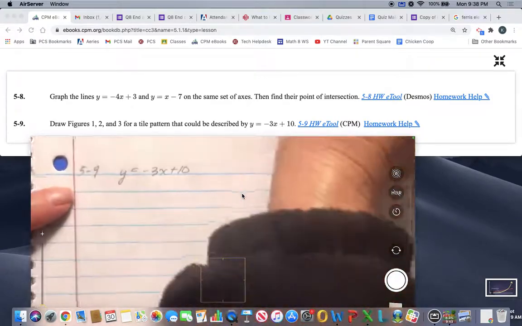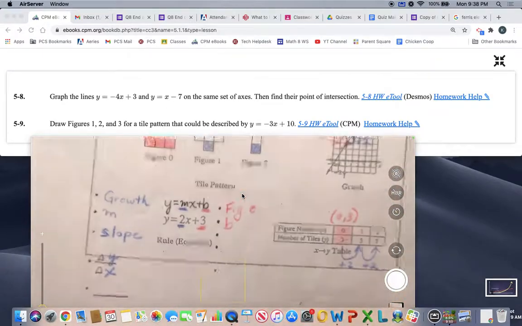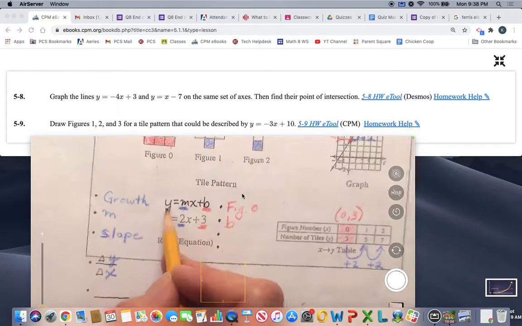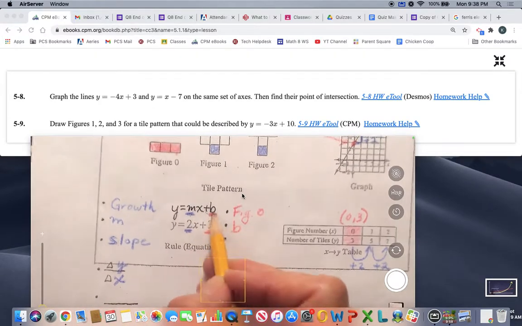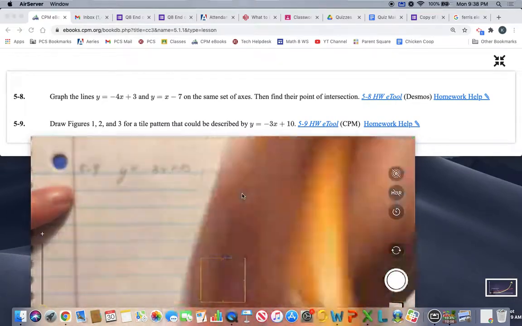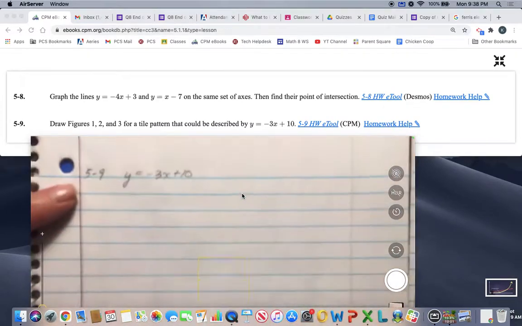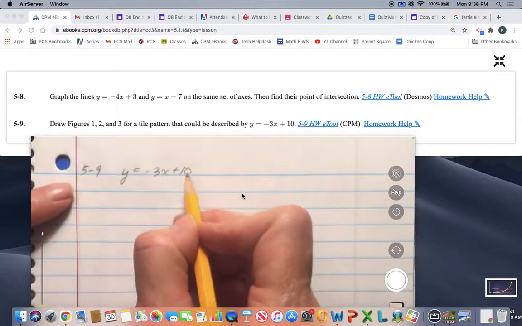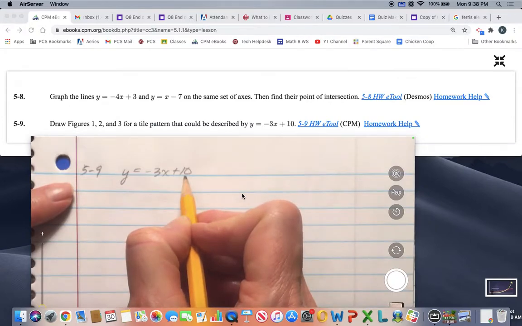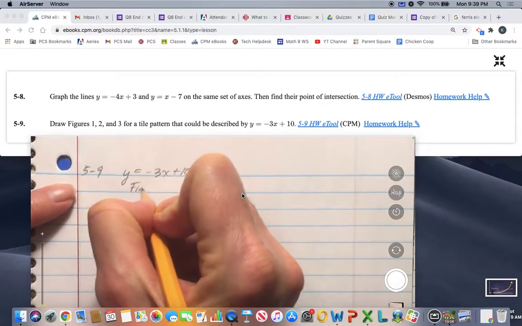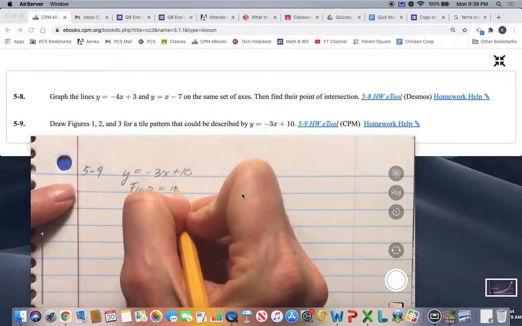Okay, and we know from looking at our toolkit that this part of the equation is going to be where the growth is, and this part of the equation will be figure 0. And we are given that figure 0 is, well, essentially in this equation, we know that figure 0 has to be 10. And so I'm just going to write that down. Figure 0 is equal to 10.